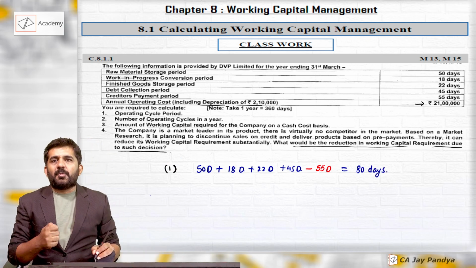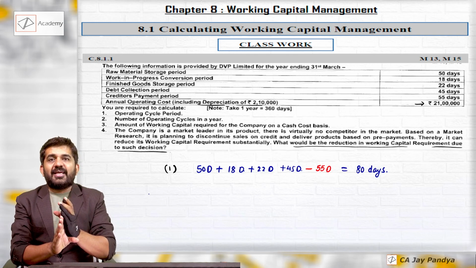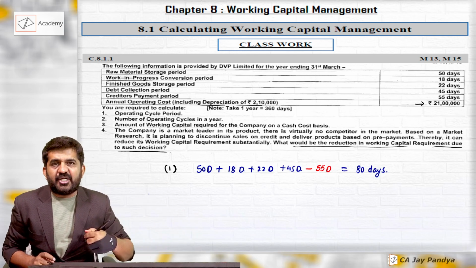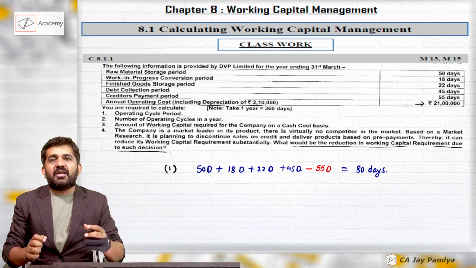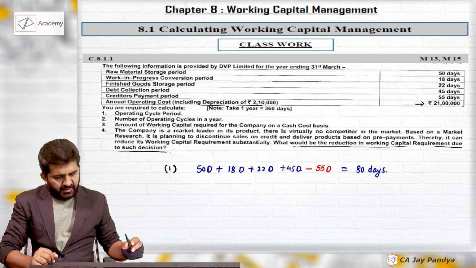We have understood working capital cycle. What is it? The day on which my cash goes out, it takes 80 days to recover that cash back. During that period of time, we'll have to finance ourselves, and that finance is termed as working capital finance.